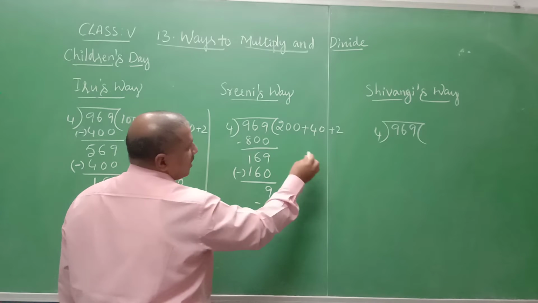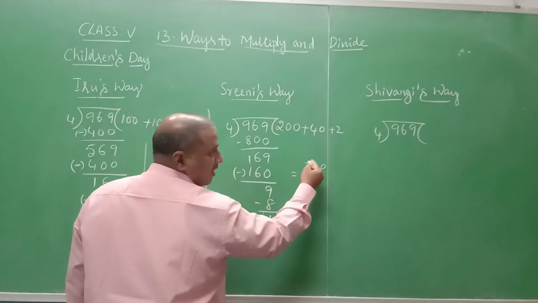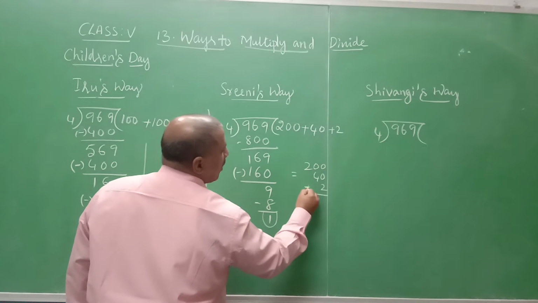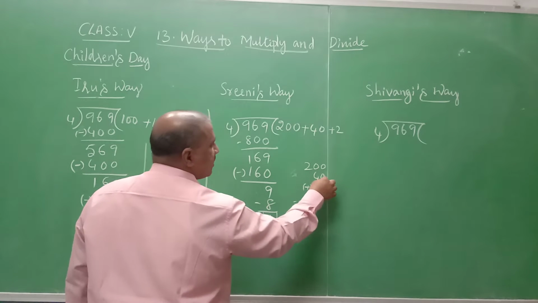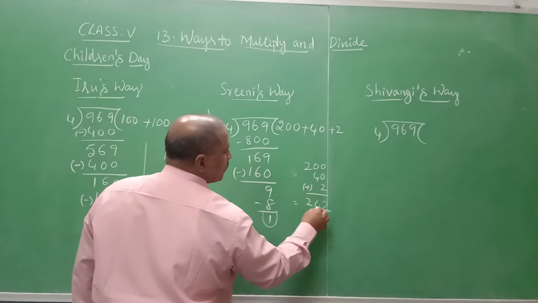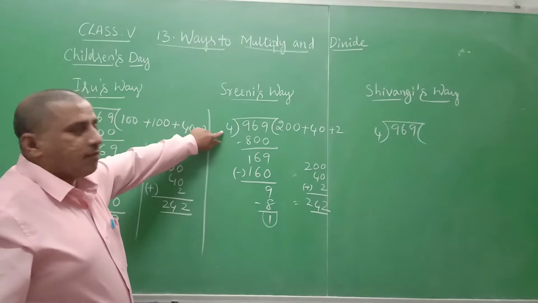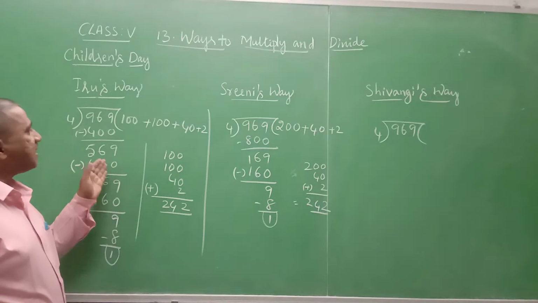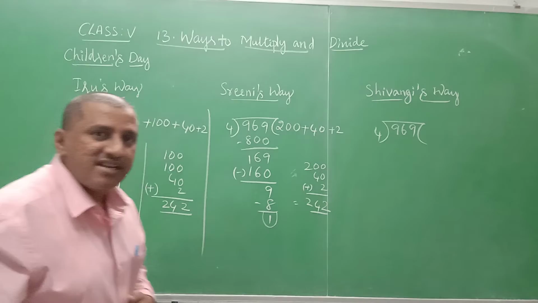So 1 is left. Now how much did she get in her way? It is 200 plus 40 plus 2. Total how much do we get? 0 plus 0 is 0, 0 plus 2 is 2, 0 plus 4 is 4, and 2. So 242 children will get 4 pencils each and 1 is left. In both ways, Srini as well as Iru, they got the same answer, 242 children.